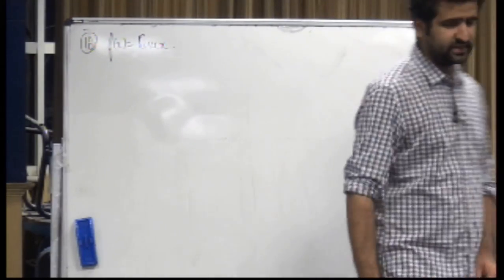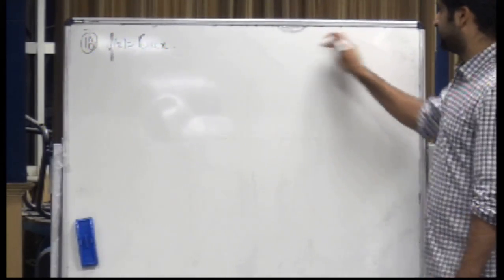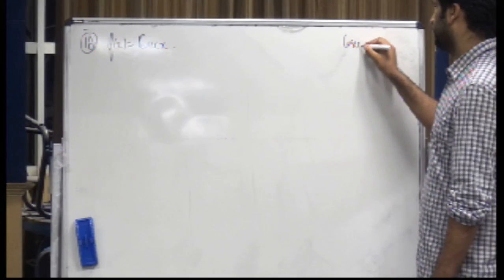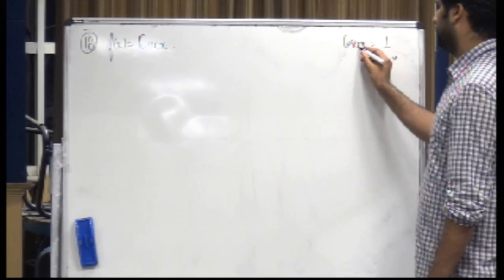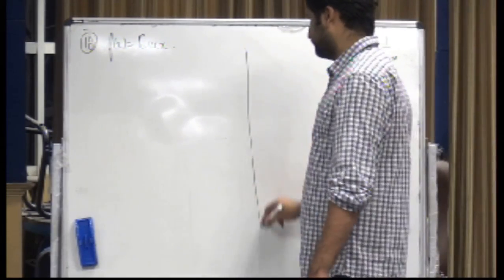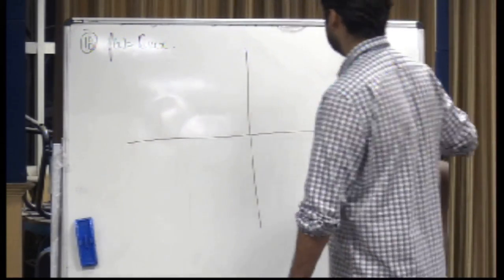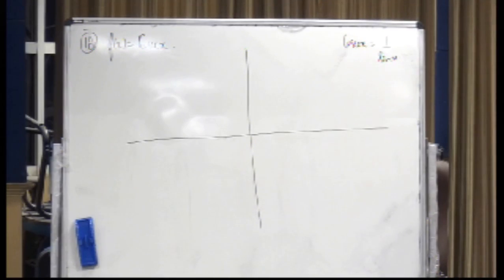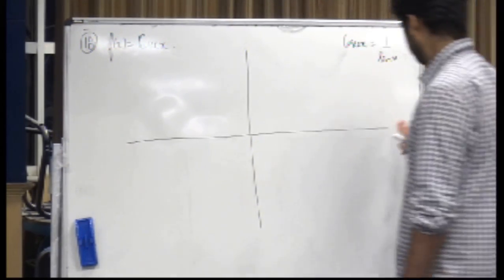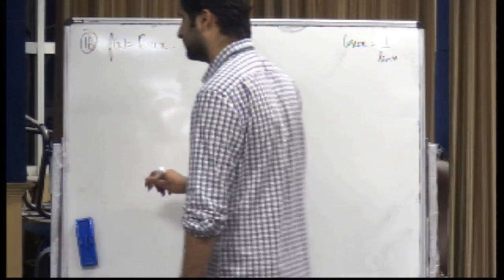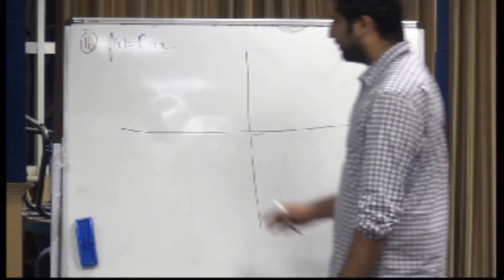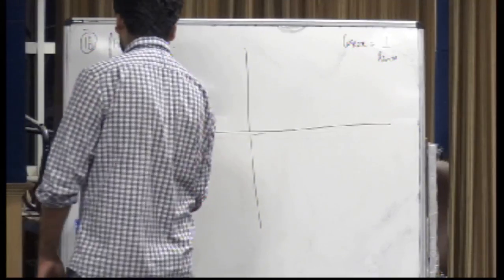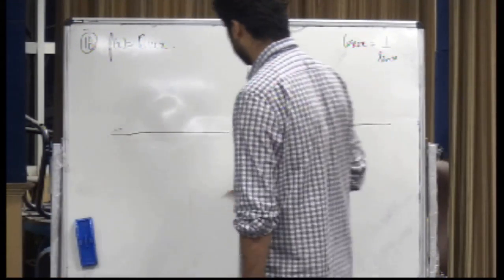f(x) is equal to cosecant x. So cosecant x is actually 1 upon sin x, right? So how do we make 1 upon sin x? For making 1 upon sin x, first make sin x and then take the reciprocal of that.